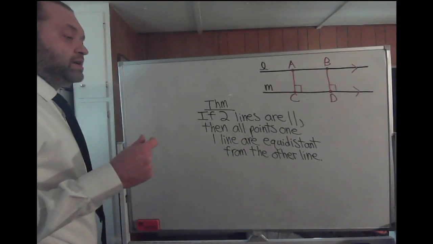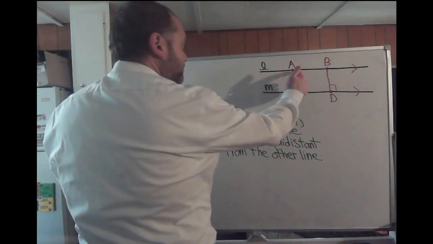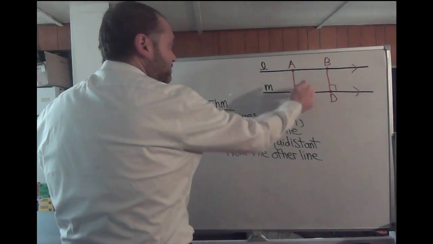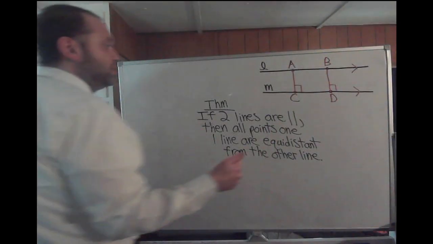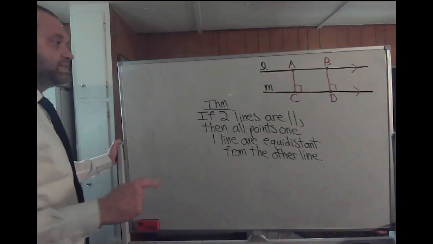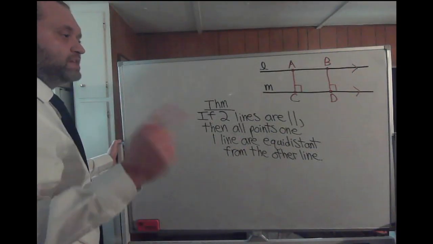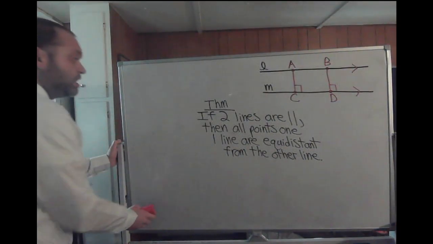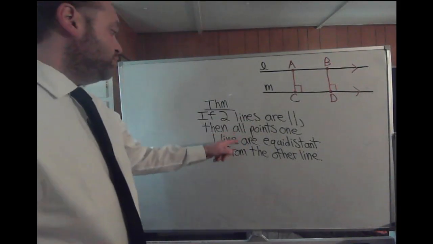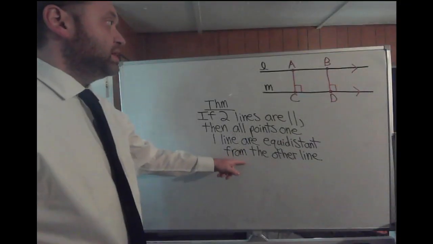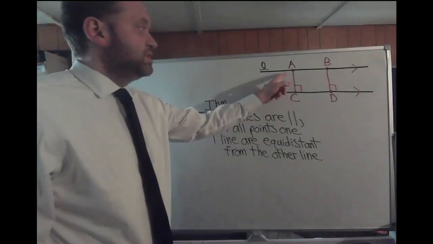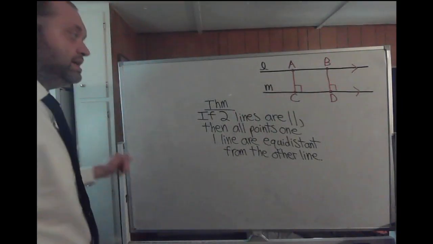And the true distance from a point to a line is the perpendicular segment from one line to the other. That would make the segment from the point to the line perpendicular. So that's the true distance from a point to a line. So again, if two lines are parallel, such as L and M, then all points on one line are equidistant from the other line. So points A and B would be equidistant to points C and D. So AC would be equal to BD.